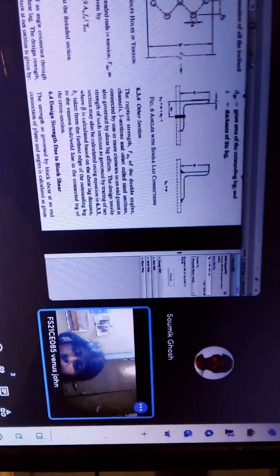We are only studying single angle sections. We have not yet done double angle sections, no? But you are using only single angle section. Actually, we can use the double angle section. Double angle means it will be a U shape. No, it will not be a U shape, but it will be like a T shape, inverted T shape.